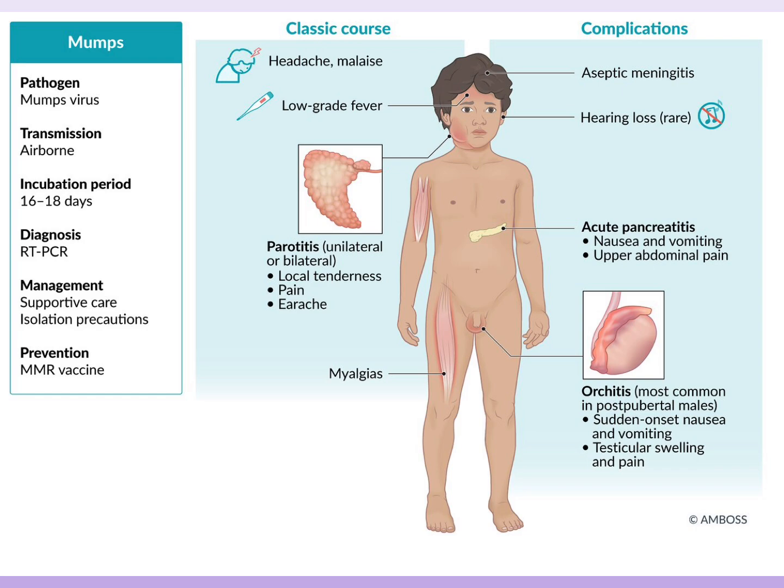meningitis, the hearing loss, which is very rare, but there have been cases noted, acute pancreatitis, so nausea, vomiting, upper abdominal pain that you just deal with for a while, the orchitis, which is the most common in the males that have already hit puberty, so sudden onset nausea and vomiting, and then testicular pain and swelling.